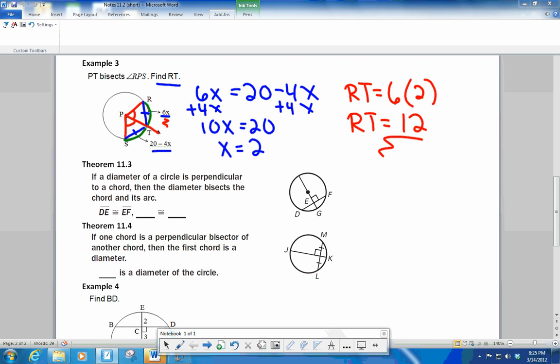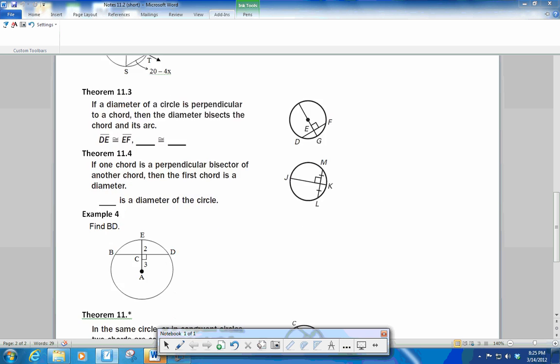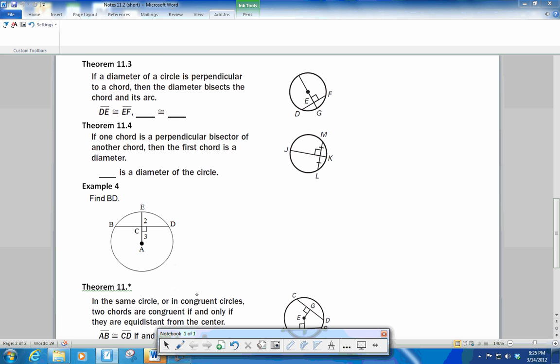All right, let's move on to our next two theorems. These are very interesting theorems. If a diameter of a circle is perpendicular to a chord, this chord right here, then it bisects the chord and its arc. So in this example, that diameter bisects the chord and it bisects the arc. In other words, it cuts the chord and the arc in half.